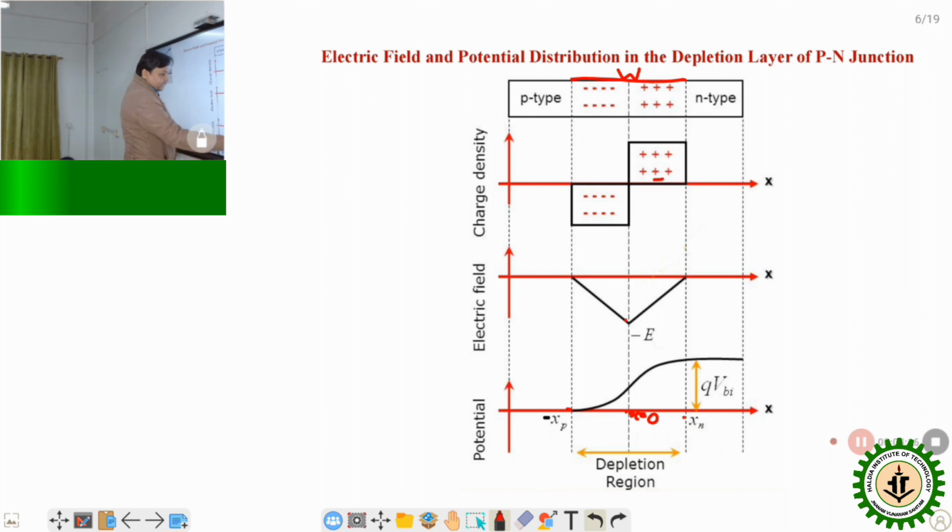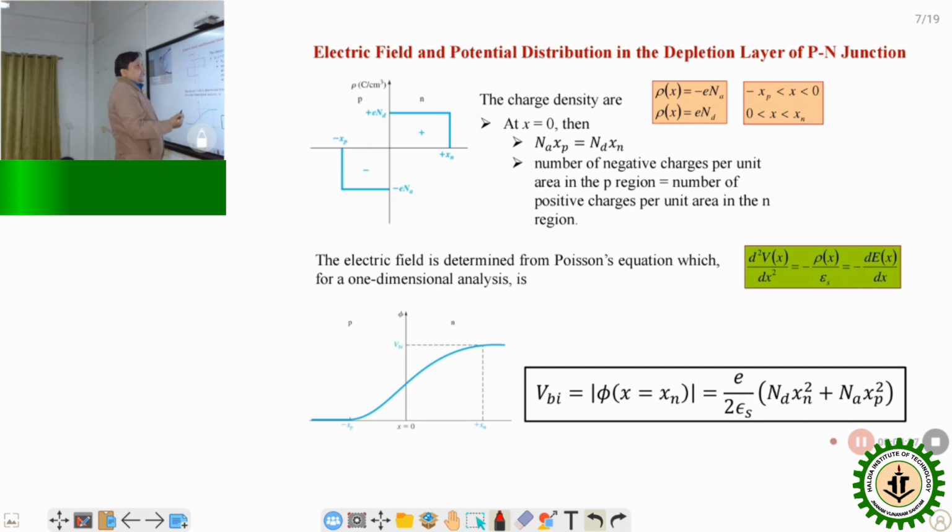So the distance from the metallurgical junction to the edge on the N side is xn, and to the edge on the P side is minus xp, and from these we can find W. The space charge density is defined as rho(x) equal to minus q Na for minus xp less than x less than 0, where Na is the acceptor concentration in the P region, and rho(x) equal to q Nd for 0 less than x less than xn, where Nd is the concentration in the N region.